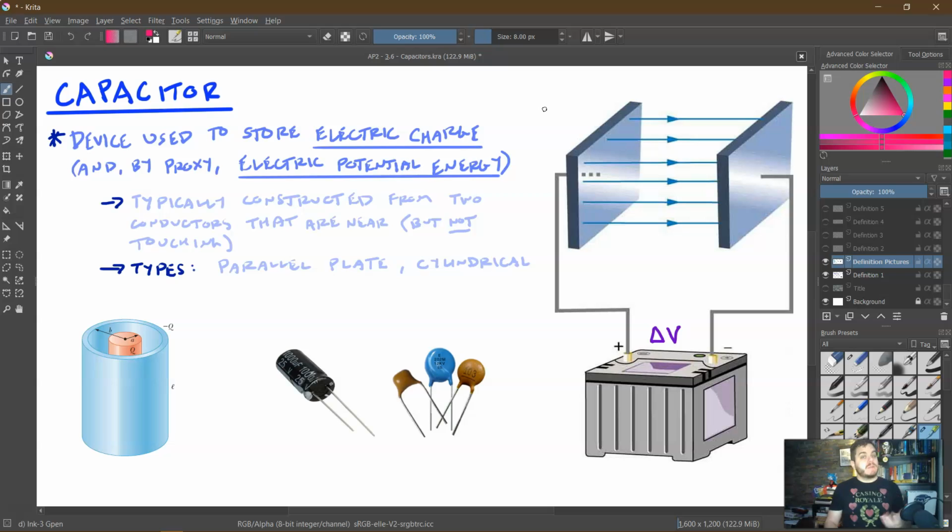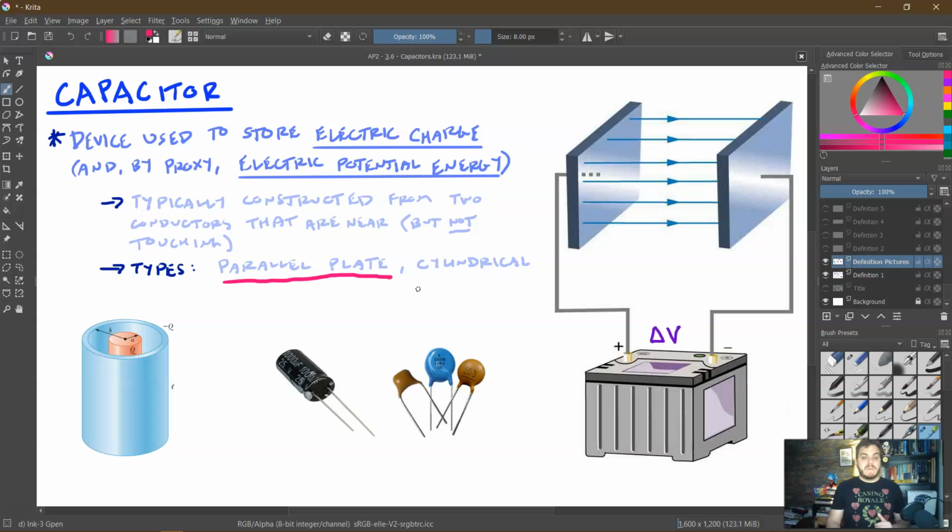Now, how we've talked about that so far in classes, these have usually been like two conducting plates placed near each other but not touching. And this would be the basis of what is known as a parallel plate capacitor. Pretty straightforward. And now all of these here would actually be small parallel plate capacitors. They've just been coated in something so that they don't get messed up at all.